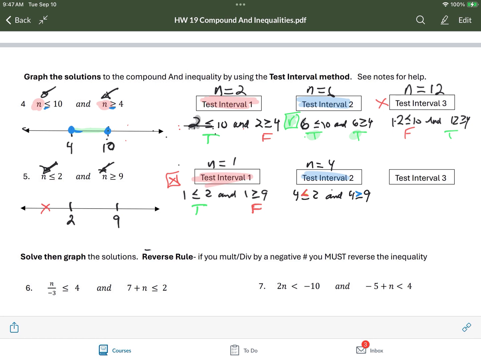So practice. Is 4 less than or equal to 2? No, that is false. Is 4 greater than or equal to 9? No, that is false. It did not make both of those true. Therefore, those are not solutions. It has to make both true. Now let's pick a number to the right of 9, like 10 or 11 or 12. So let's pick 10.